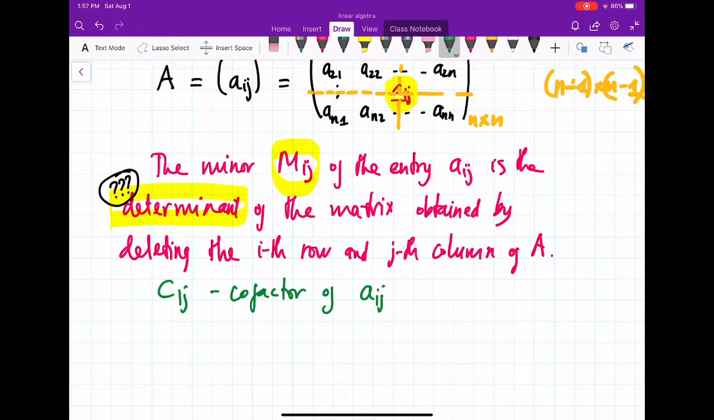That is equal to (-1)^(i+j) times Mij, and here Mij. So basically, that is the difference between the minor and cofactor. So, it really depends on the i and j, right?